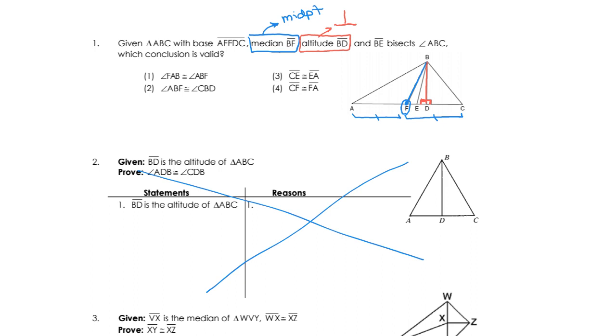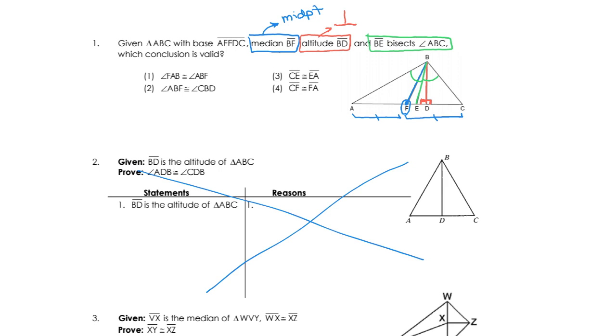And the last thing they tell us is that BE bisects angle ABC. So if we see angle ABC and we see BE, BE right here is our angle bisector. And so we know that this angle is going to have the same measurement as that angle. Notice I kind of offset my arc mark so I can see that they're going to that BE line. All right, so let's go ahead and read our options and see what we think is valid or true.